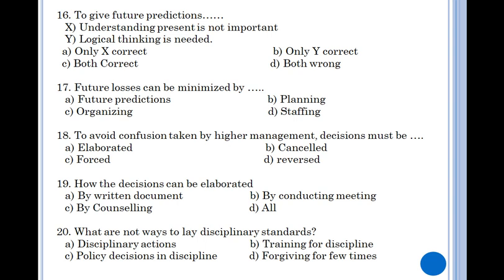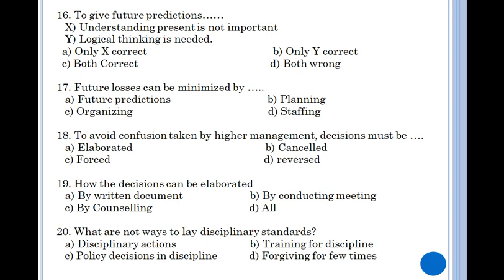Okay. Question 20. What are not ways to lay disciplinary standards? We have four options. First, disciplinary actions; B, training for discipline; C, policy decisions in discipline; and D, forgiving for a few times. What are the ways to get discipline? First, disciplinary action; second, training for discipline; and third, policy decision in discipline. And what is not? That is forgiving for a few times.